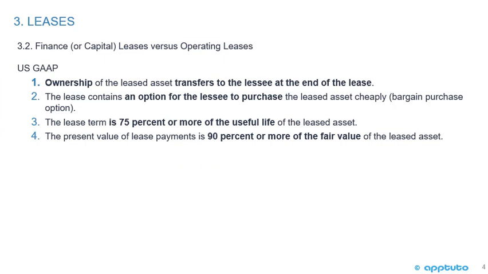GAAP, ownership of the leased asset transfers to the lessee at the end of the lease. That would be considered to be a finance lease. The lease contains an option for the lessee to purchase the leased asset cheaply, a bargain purchase option. The lease term is 75% or more of the useful life of the leased asset. So under IFRS, they're talking about a significant portion. Under US GAAP, it's spelled out as 75% or more of the useful life. And also the present value of the lease payments is 90% or more of the fair value of the leased asset. So again, they're giving a specific percentage with regards to the present value of the lease payments.